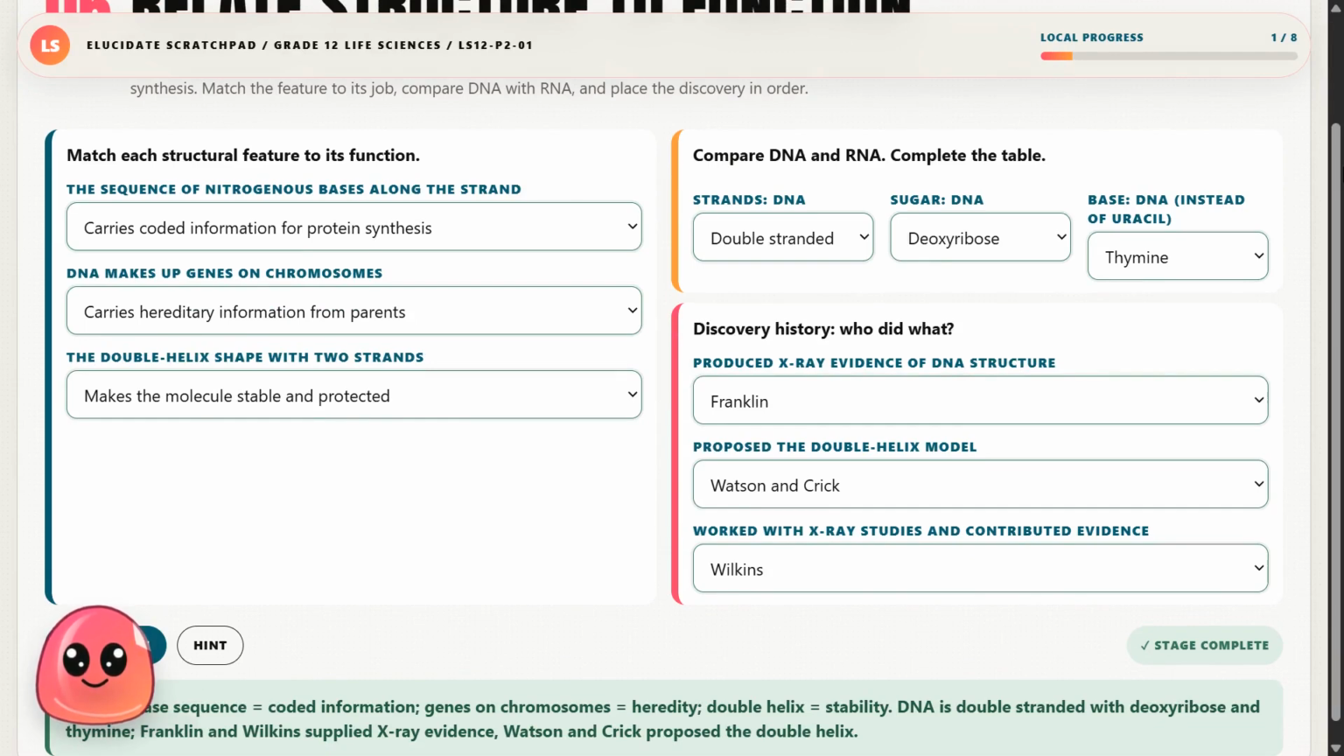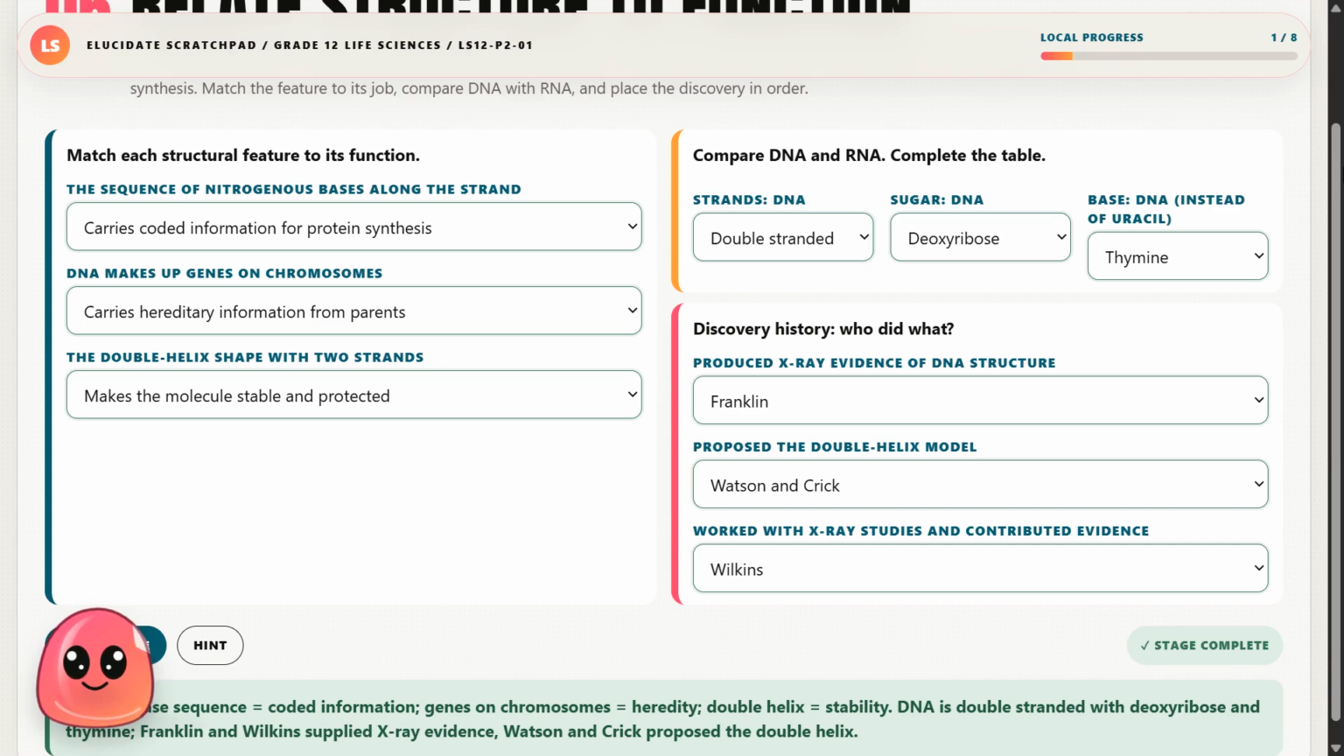Match each structural feature to its function. Complete the DNA versus RNA table. And pair each scientist with their contribution. The answers: the base sequence carries coded information for protein synthesis. Genes on chromosomes carry hereditary information. The double helix makes the molecule stable and protected.